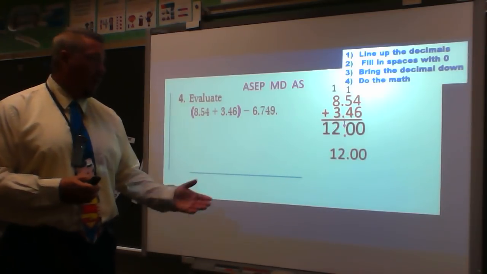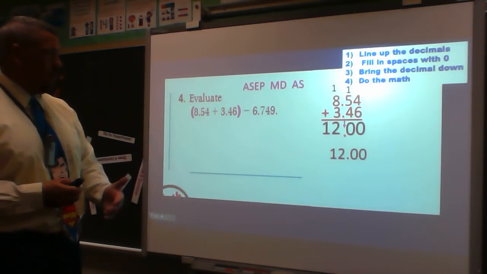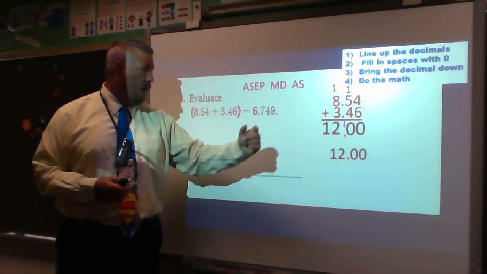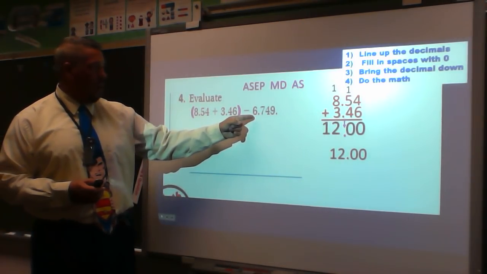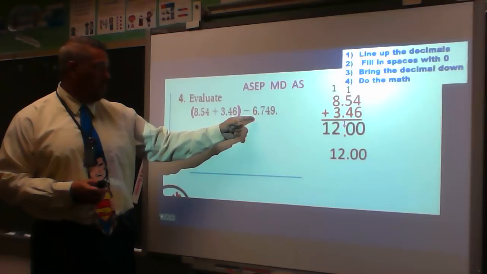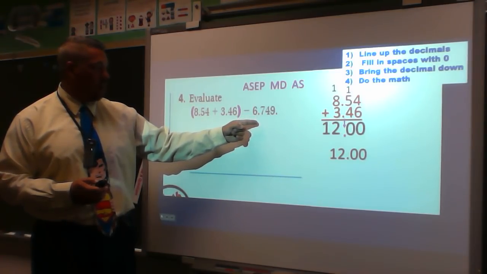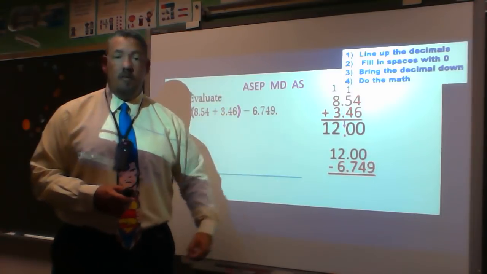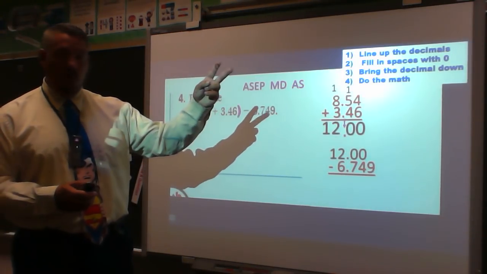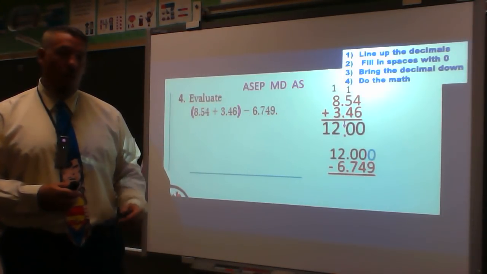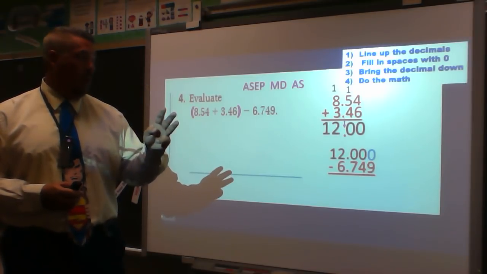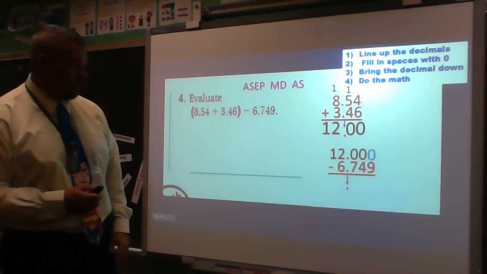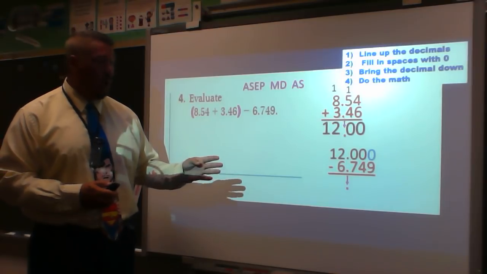I'm going to keep my 12.00, okay, that's my sum from that problem, and I'm going to line up my decimals from my number that I'm going to subtract. So when I line up my decimals, I see I indeed have an offset on that one. So step 2 is fill in with zeros. Once I've filled in with zeros, step 3 is to bring my decimal down. And then step 4, I do the math.